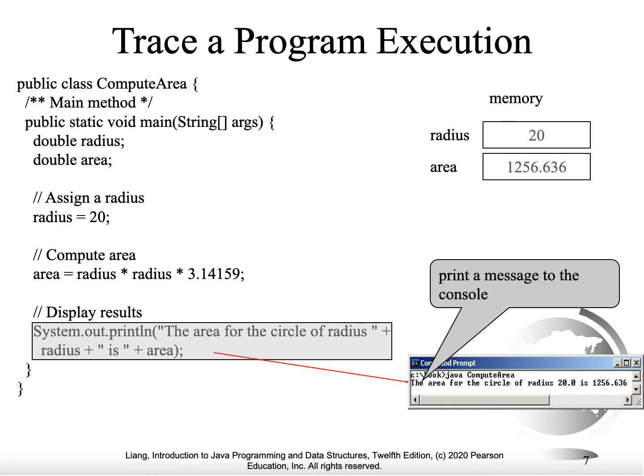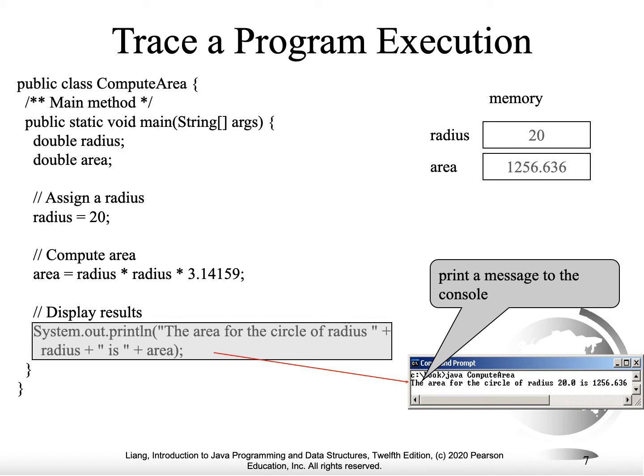Finally, the last step in our algorithm is to display the results to the console. In order to display output to the console, we must use our print statement. Remember, we discussed both the print and the print line statement. In this case, we'll be using our System.out.println statement to display the area for the circle of radius, whatever value is found in radius that the user entered, is, and then the corresponding area.